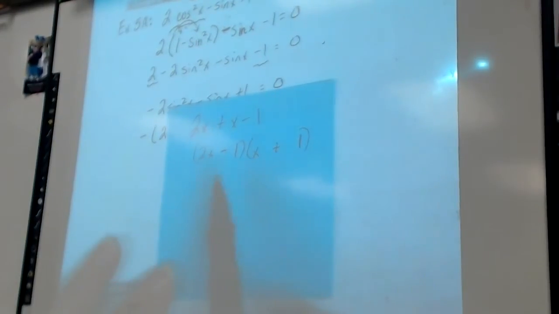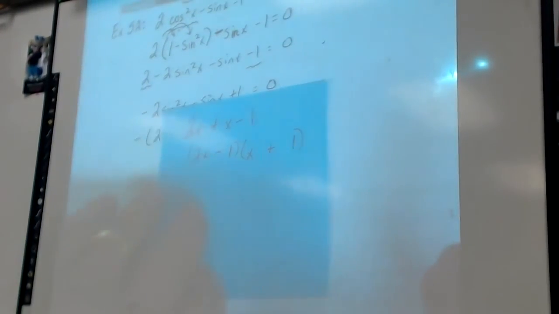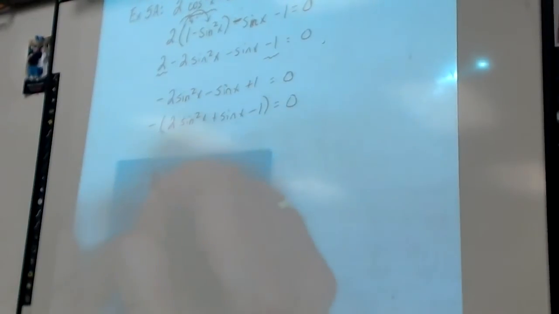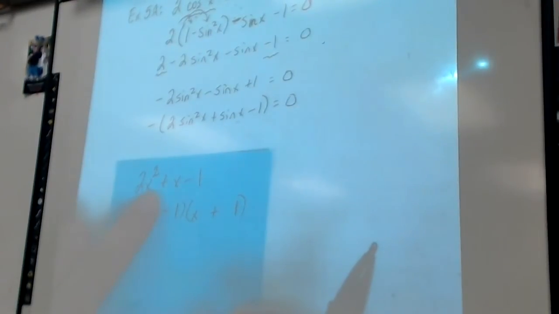All right. So 2x minus 1, x plus 1. Same thing here. It's just instead of x, we have sine squared x. Oh, this should have been x squared. Sorry. That should have been x squared instead. Yeah, it makes more sense, doesn't it?